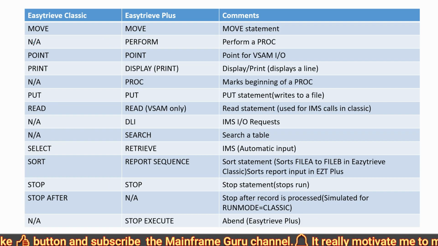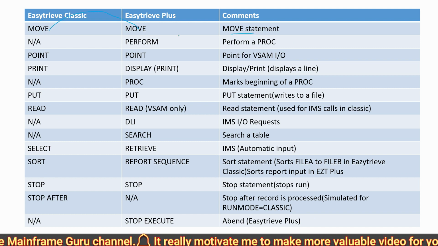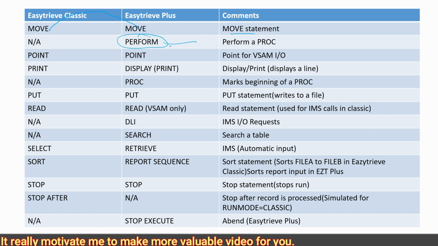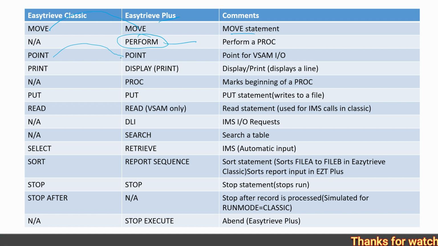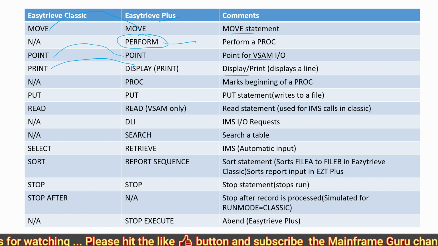We have move in both versions, which is used to move the data. And we have perform, which is used to call the proc. That is available in the Plus version only. We have point, which will point to one record, and then we can get that record from the VSAM file. And we have print in both versions, which is used to print a line in your output file or display it in the logs.